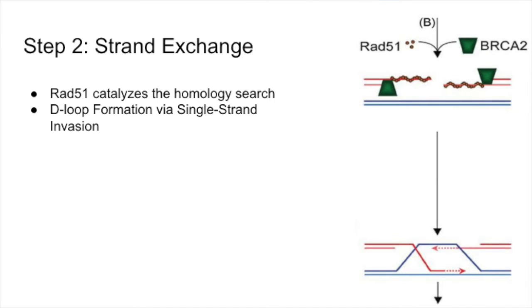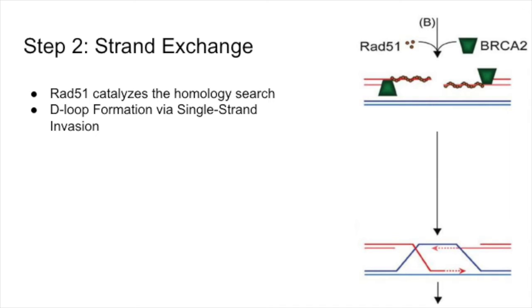In the second step of HDR, the stabilized single-strand DNA from one end of the damaged duplex will locate and pair with its complementary strand in the related undamaged duplex. So RAD51 will actually catalyze this homology search by catalyzing the opening of the homologous DNA duplex. So the formation of the heteroduplex, a region in which a single strand from one DNA molecule is base paired with a single strand from a different DNA molecule, will form a displacement loop, or called a D loop.